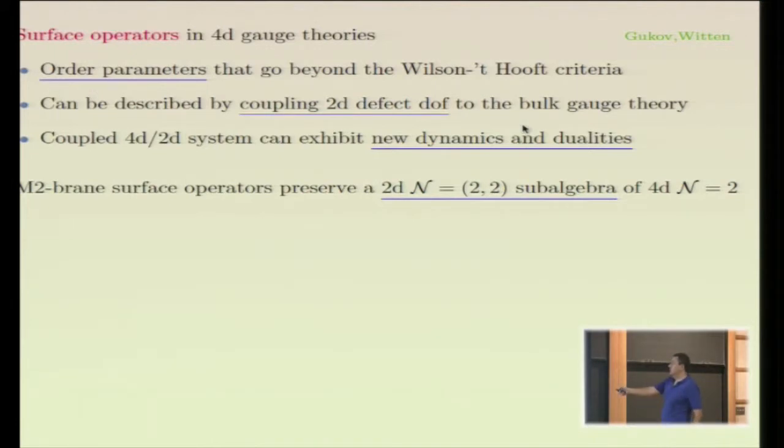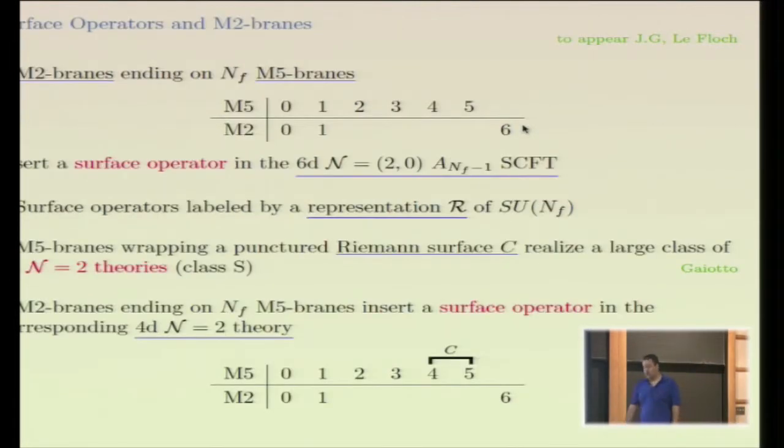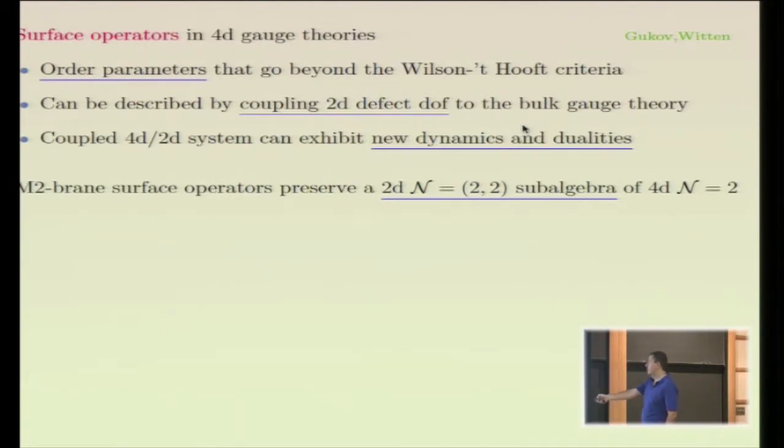And the thing that's interesting is that if you think of the surface operator from this point of view of coupling 2D degrees of freedom to 4D degrees of freedom, the combined system can exhibit new dynamics and dualities that go beyond the dynamics and dualities that the 4D theory or the 2D theory can exhibit separately. Okay. In this context of M2 branes ending on a collection of M5 branes wrapping a punctured Riemann surface that realizes 4-dimensional N=2 theories, the supersymmetry preserved by this M2 brane configuration is precisely the (2,2) two-dimensional subalgebra of the original 4D N=2 supersymmetry algebra of the 4D N=2 theory. And this precisely puts together the two stars in the first part of the talk, the 4D N=2 theories and the 2D N=(2,2) theories.